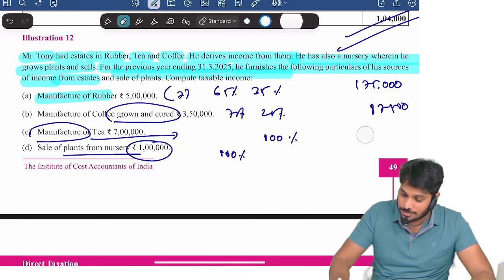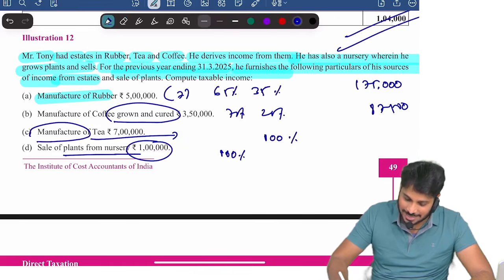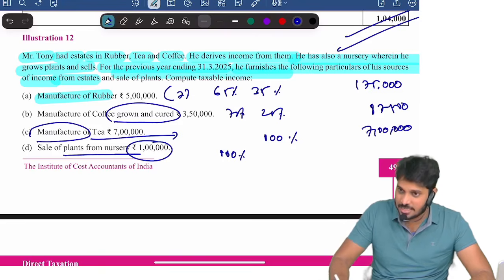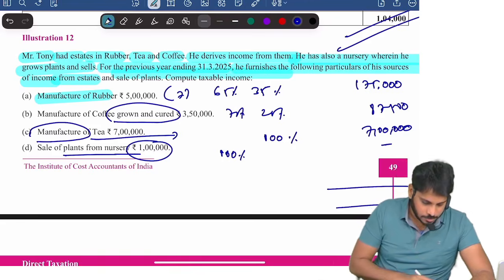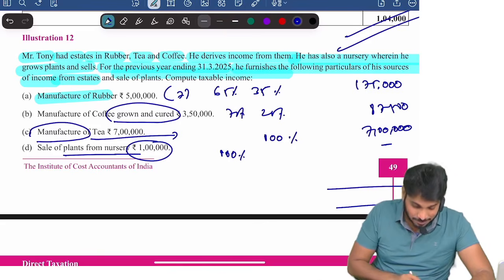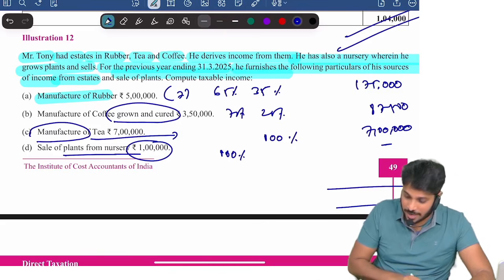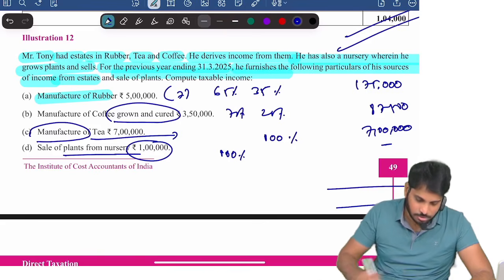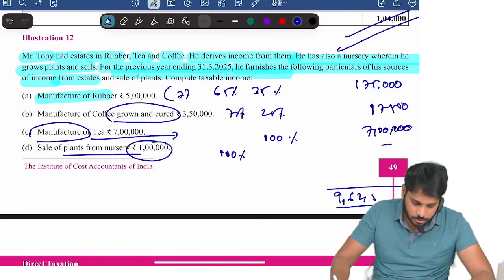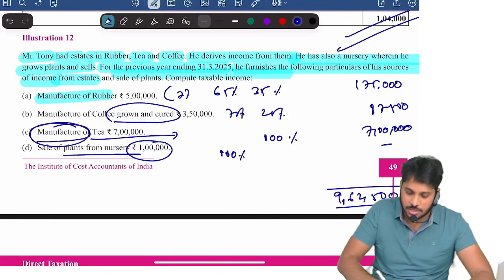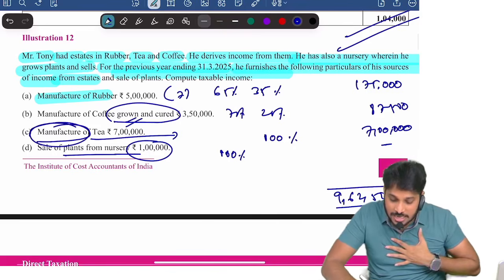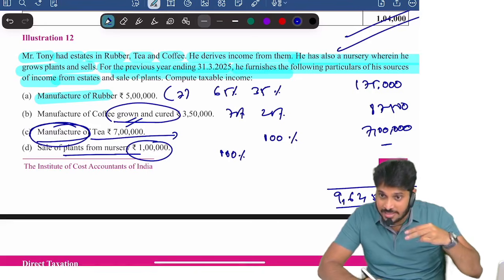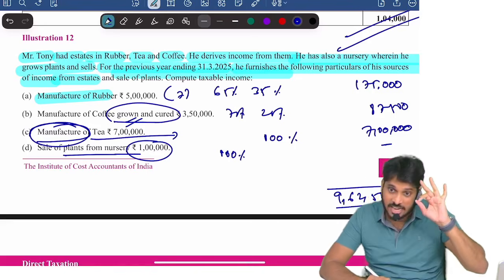Sorry. 25% business income we are calculating. Manufacturing of tea, entire 7 lakhs is business income. Whereas sale of nursery, nothing. So total business income: 1,75,000 plus 87,500 plus 7 lakhs is equal to 9,62,500. Here I have taken an assumption that you are not growing. For coffee, they clearly gave the word grown. For tea, they did not give the word grown. That's the reason I'm taking an assumption.